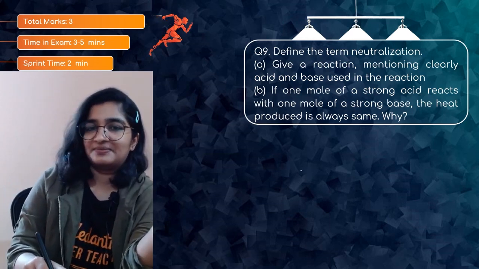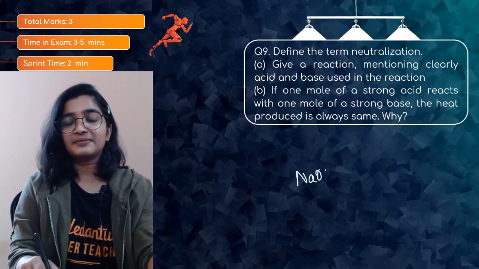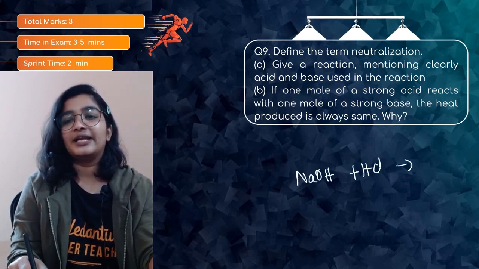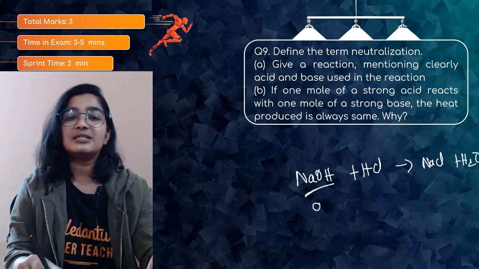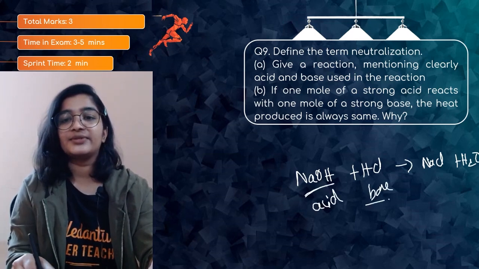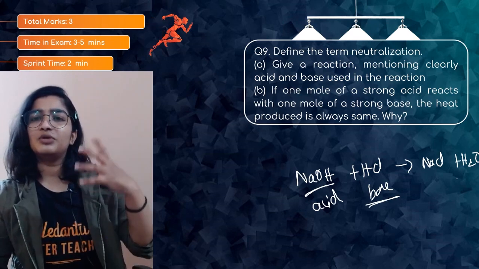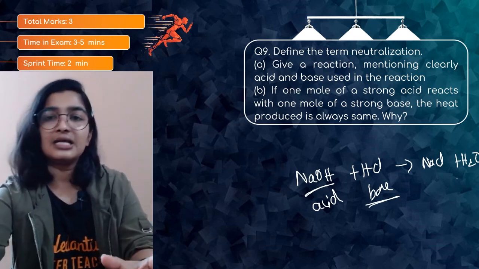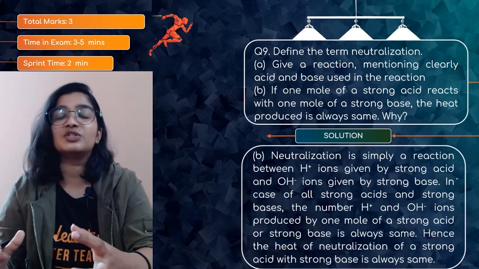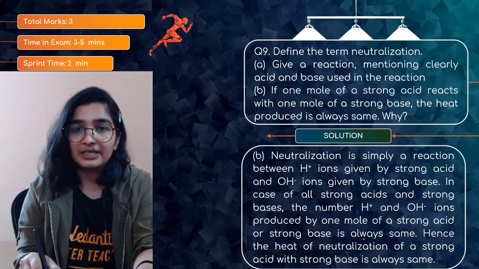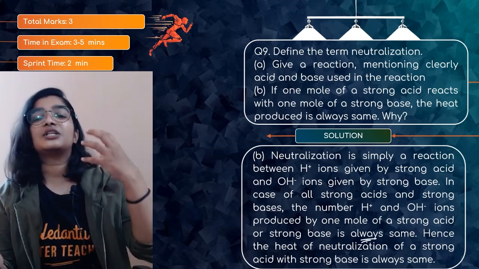Shall we take the most famous equation? NaOH plus HCl. You're getting NaCl plus what? So this is an acid. This is a base. So you're getting salt and water. So if 1 mole of a strong acid reacts with 1 mole of a strong base, the amount of hydronium ion and the hydroxyl ions present will be same. It's always same. So obviously, the heat produced during the neutralization reaction will also be same.